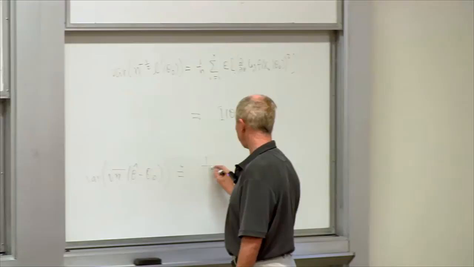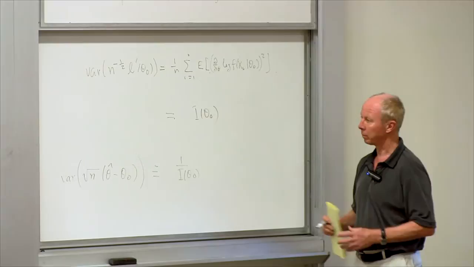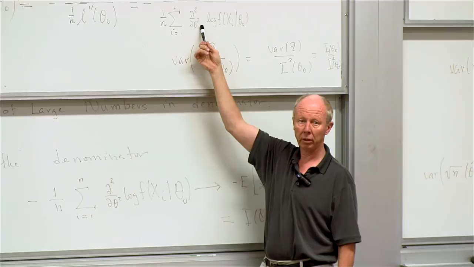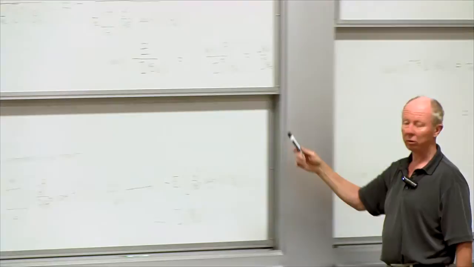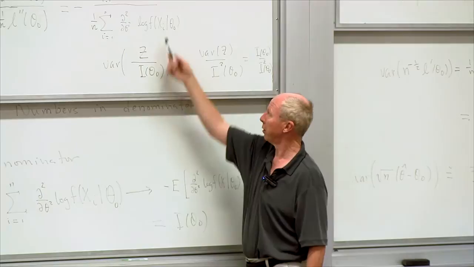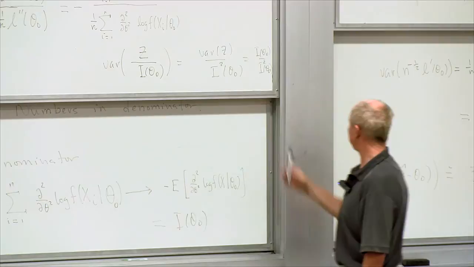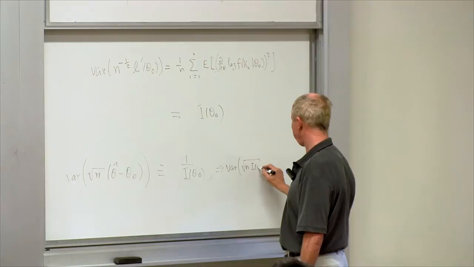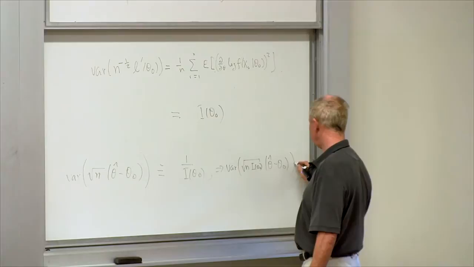Okay? This expression is just this ratio. The numerator has variance I of theta 0, and the denominator is almost that constant, I of theta 0, by the law of large numbers. So the variance of the ratio would be the variance of the numerator divided by the denominator squared, and we get 1 over I of theta naught. That would imply the variance of root n I of theta naught times theta hat minus theta naught is approximately what number? 1.